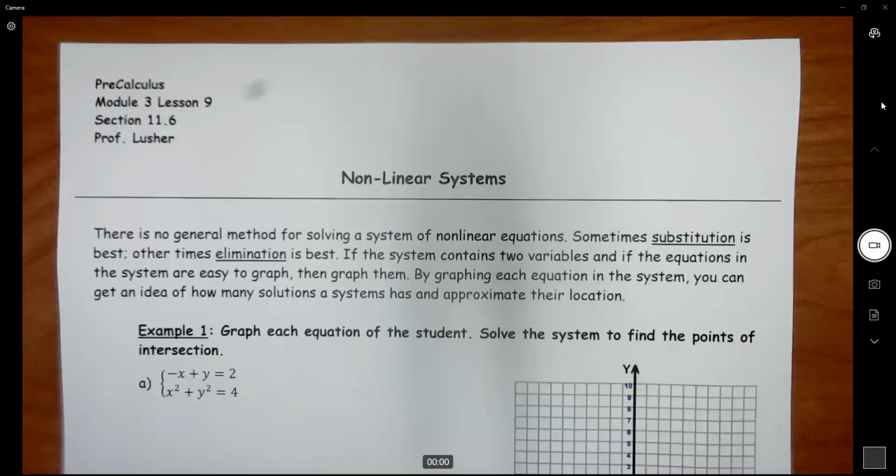In this lesson, we're going to cover nonlinear systems. Before we go over nonlinear systems, let's just go over what linear systems were. We went over linear systems in the second, third, fourth, and maybe fifth lessons of module 1. So this is basically how pre-calculus started.